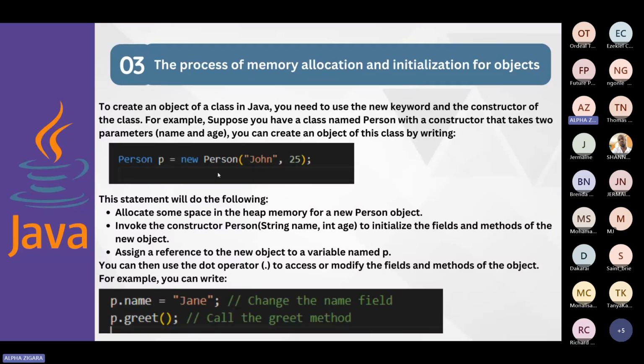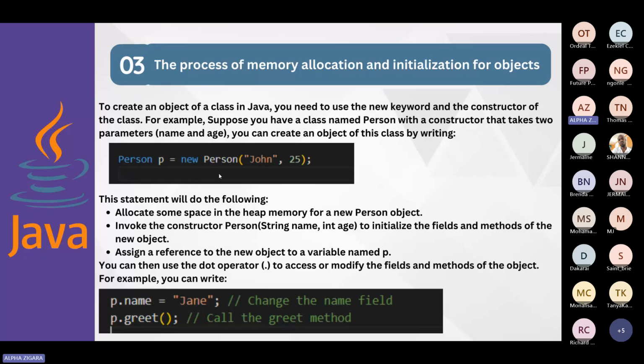So the variable named p is the one which will be stored in the stack memory, but in the heap memory will be stored the actual object. That's how these things will happen in the memory context. You can then use the dot operator to access and modify the fields and the methods of the objects. For example, you can call p.name = "Jane".